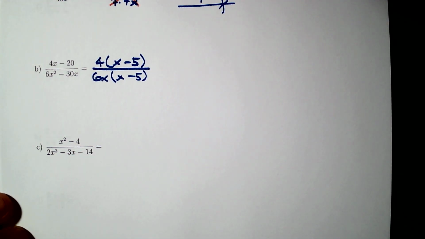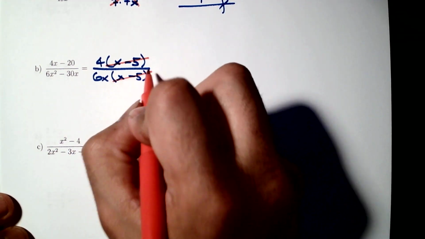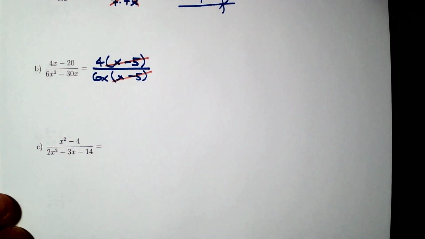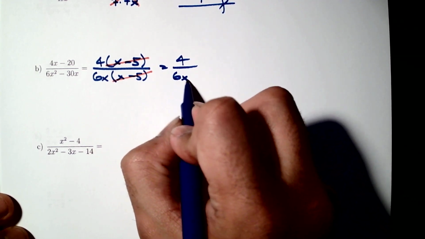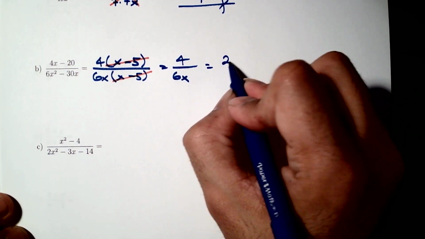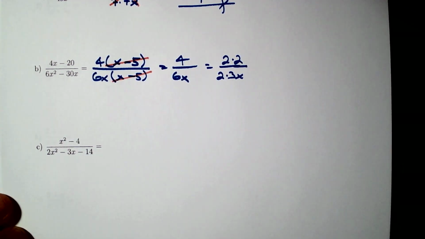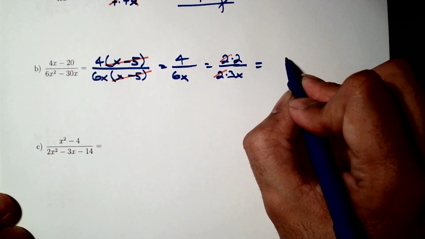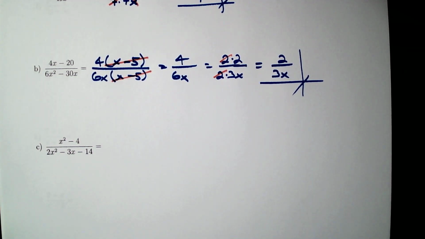Alright, so in this case we are going to cancel the whole thing, x minus 5 and x minus 5. That's going to leave us with 4 over 6x. But in this case, notice between 4 and 6 they have a 2 in common. 2 times 2, 2 times 3 times x. Don't forget the x. Cancel the 2's, and we're going to be left with 2 over 3x. Final answer to this.